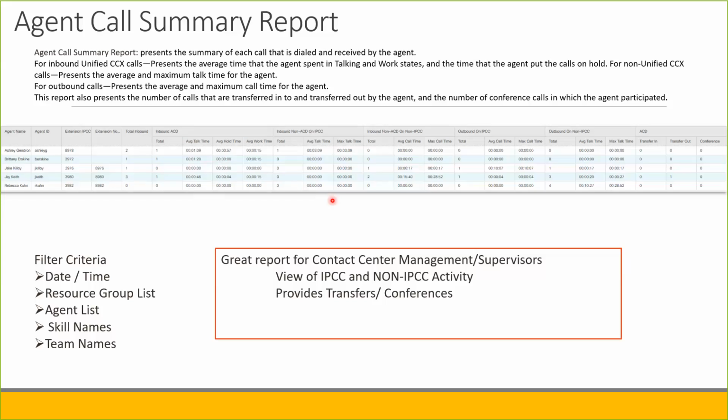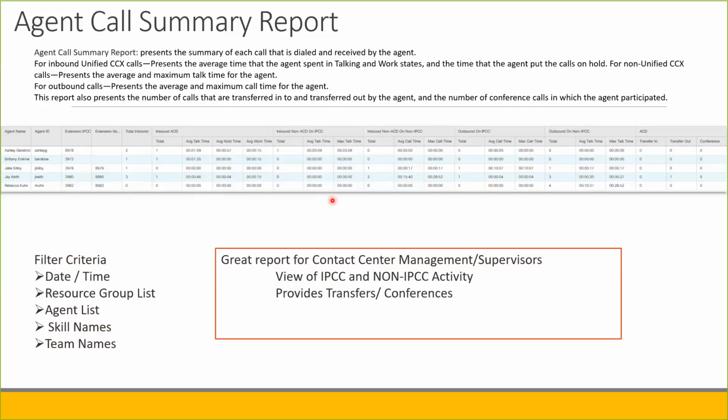And as you can see here, it also gives you transfer in and transfer out as well as conference. That's a huge question that I get a lot of the time: Brittany, where do I find this information? I've been through everything. Do I have to go through a detail level report in order to figure this out? And the answer is no, you don't. You have a report that is the agent call summary report.